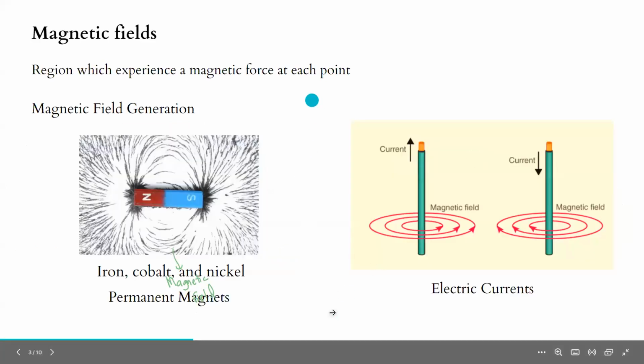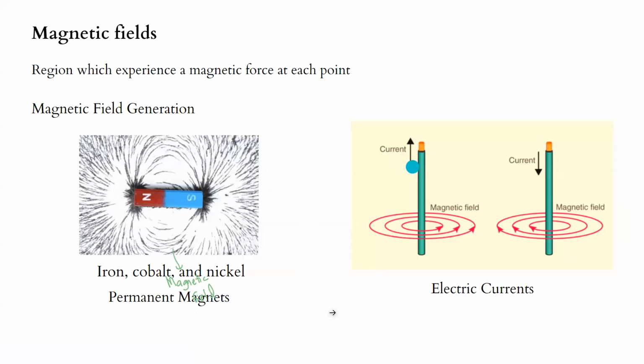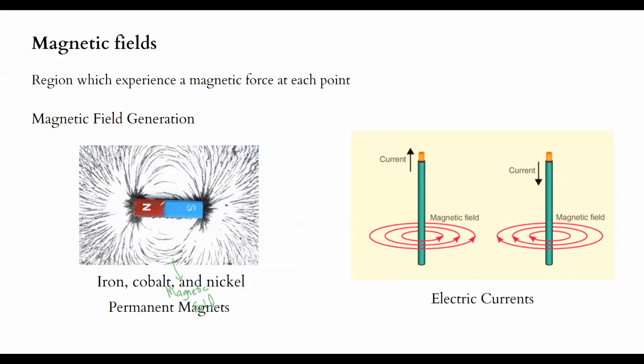Right. So magnetic fields are regions where we experience a certain magnetic force. If we take a bar magnet and keep it in a space filled with metallic filings, then we are able to see the formation of circles around the bar magnet. Once we see these lines, we can see that there is some force acting on these metal filings from the bar magnet.